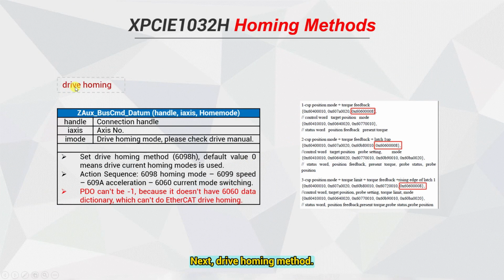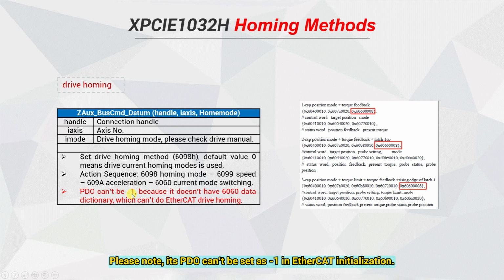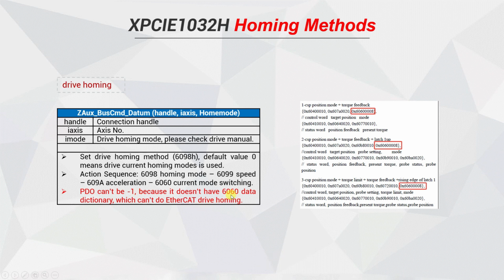Next, the drive homing method. This command is used. Also, enter corresponding parameters. Please note, its PDO can't be set as -1 in EtherCAT initialization. Otherwise, it is invalid, because there is no 6060. The drive doesn't support EtherCAT homing.